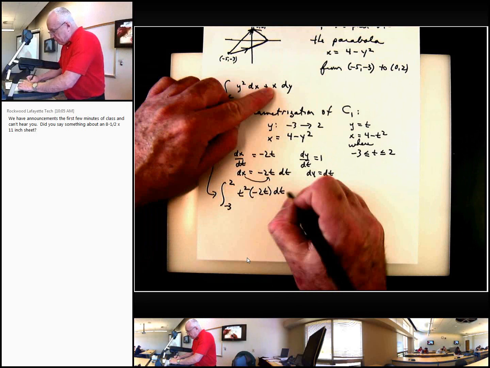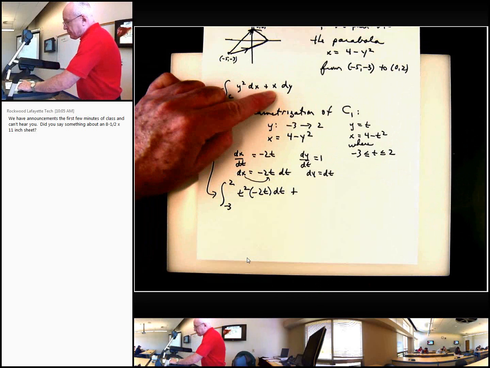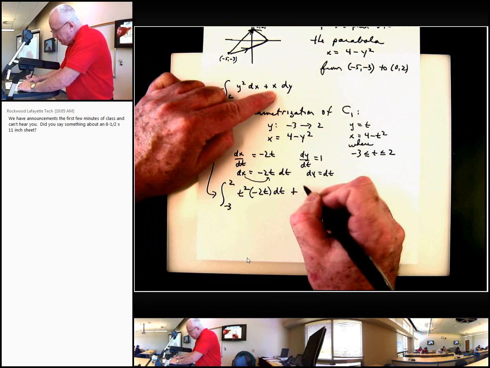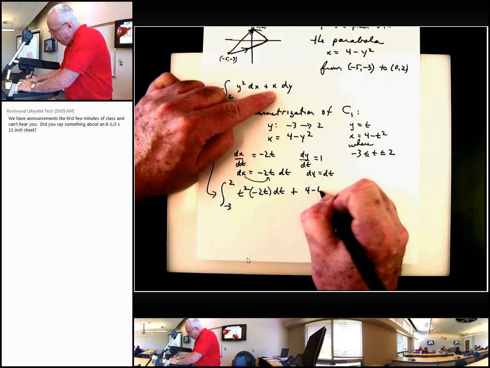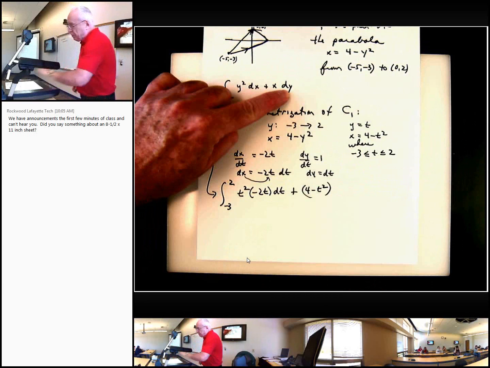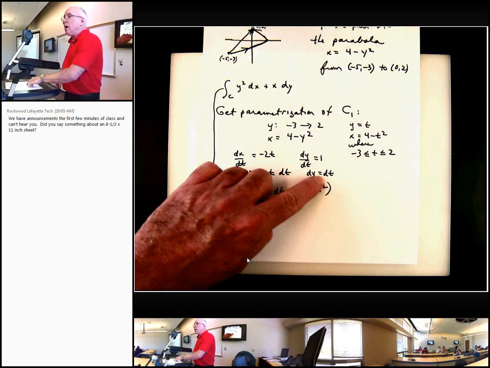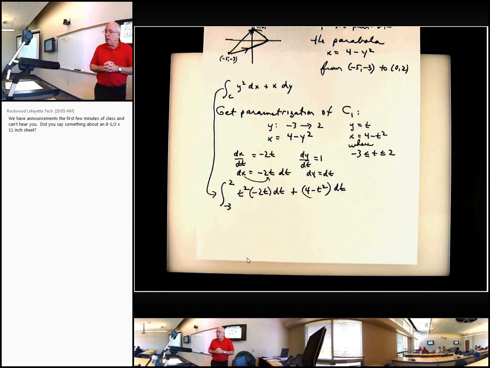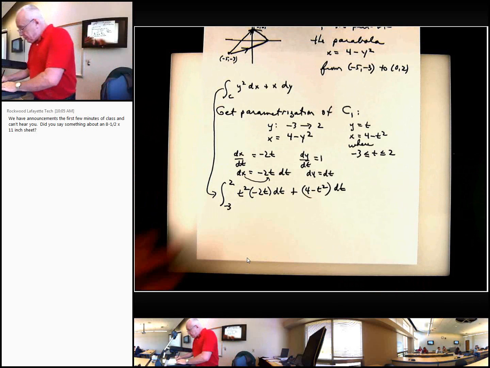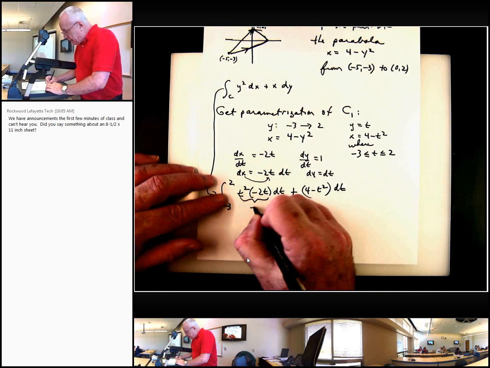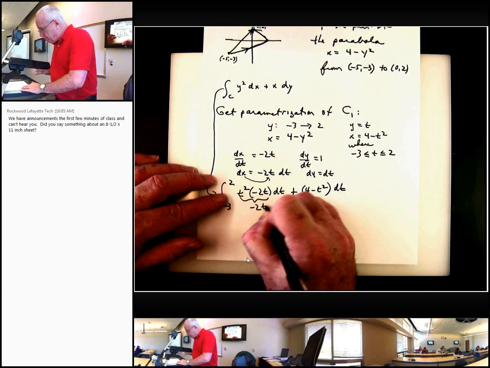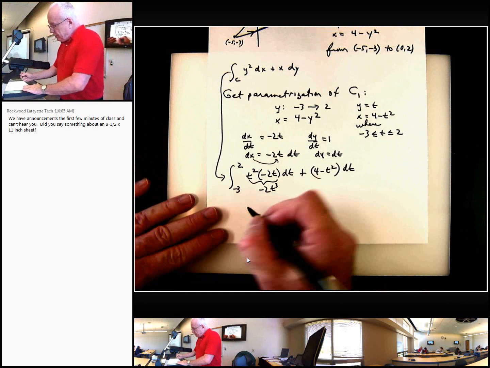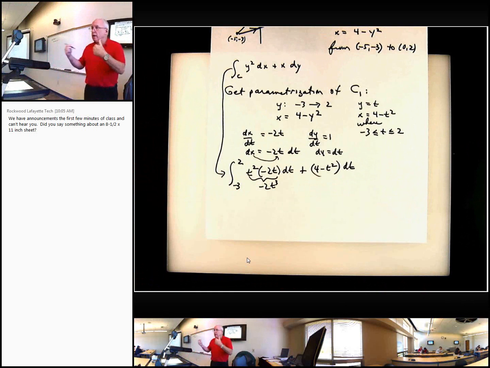Now our second half, now we have x. In this case, x is parameterized by 4 minus t squared. And then we have to replace dy. Well, dy is just equal to dt. Okay? And now I need to integrate this. So this first part becomes -2t to the third power. So let's see what we get here then. Everybody okay with how I got this?